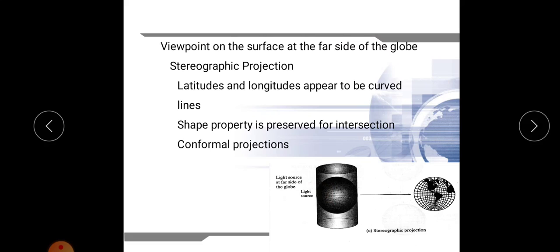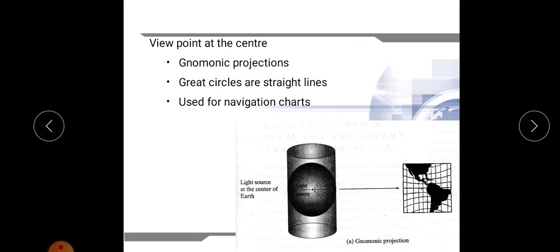Okay. So the basic classification is cylindrical, conical, and planar, and these others are not that important, but they are also in your syllabus. So this is about map projection. So I am wrapping up this topic of map projection, and in the next class we can start GIS. Okay, thank you.